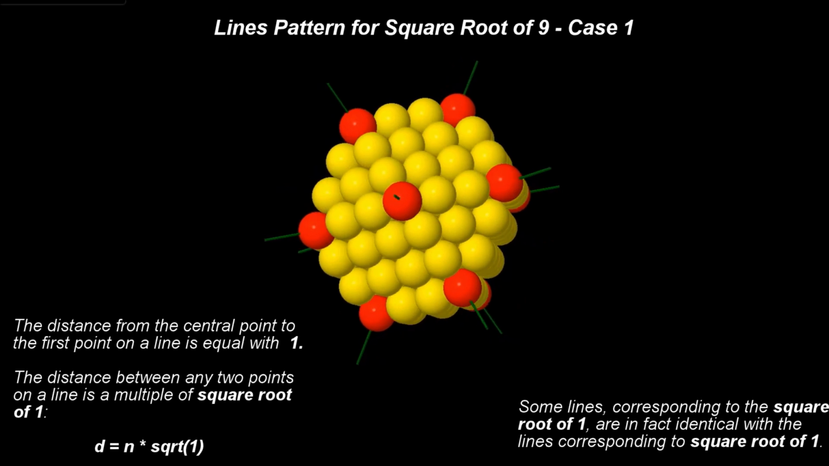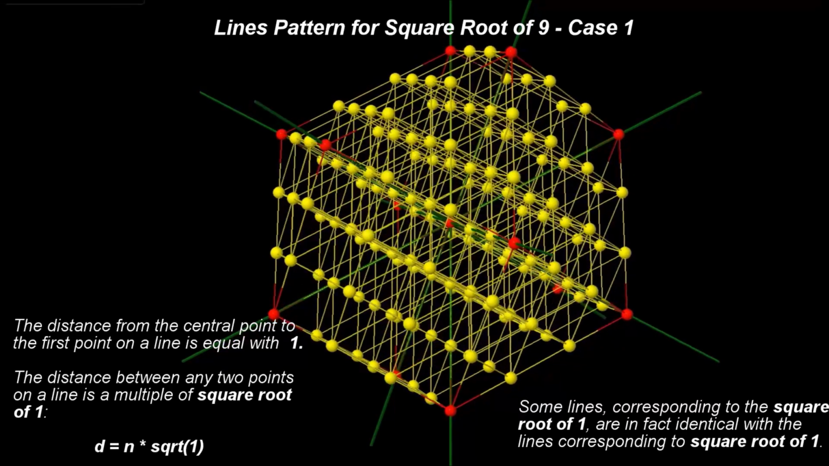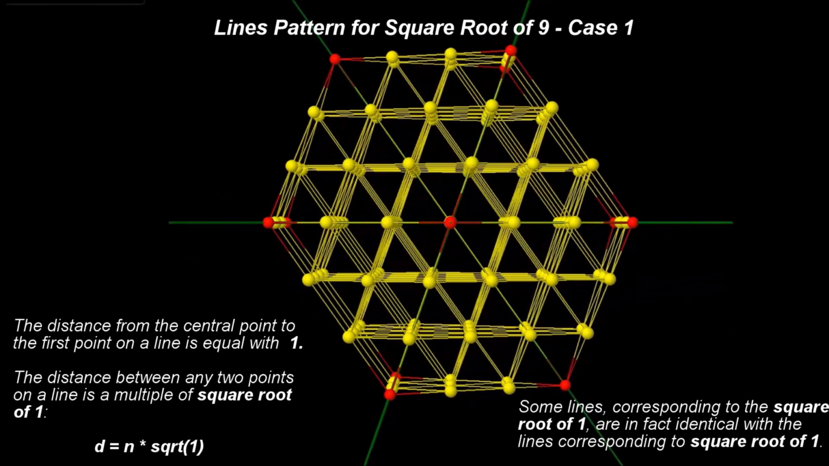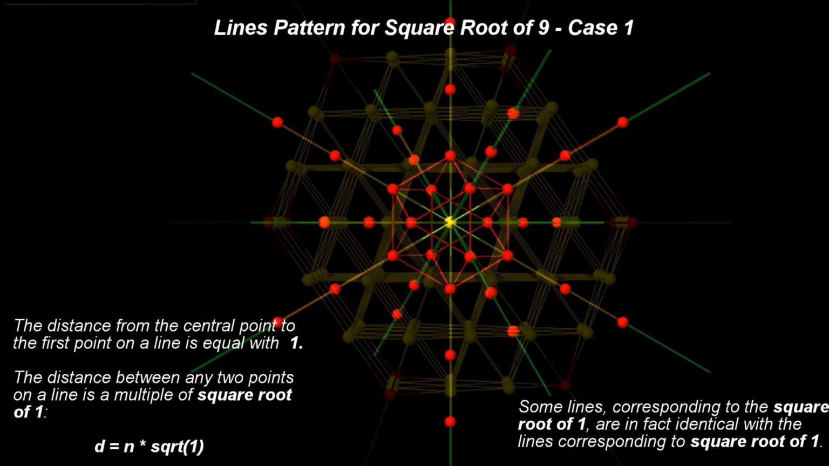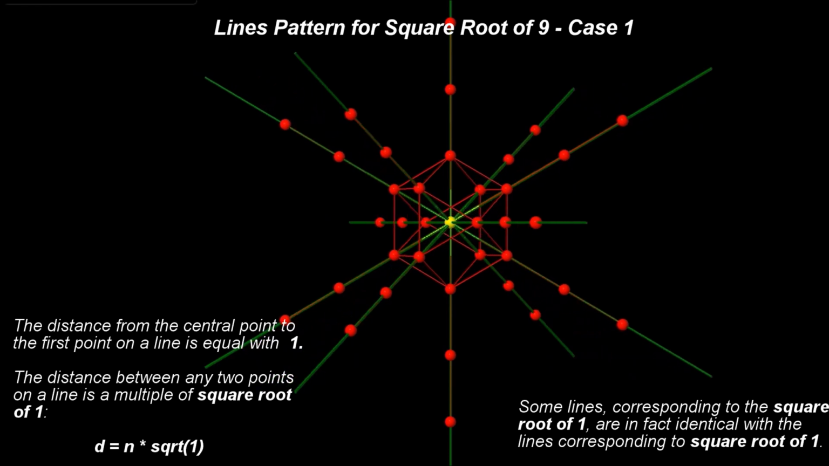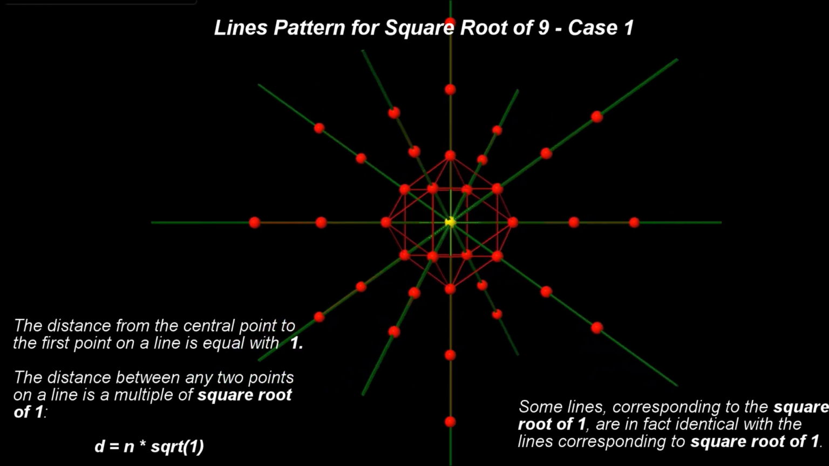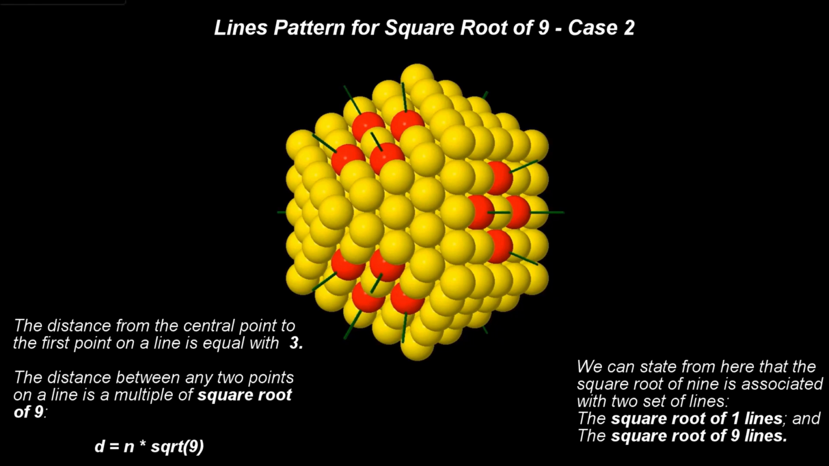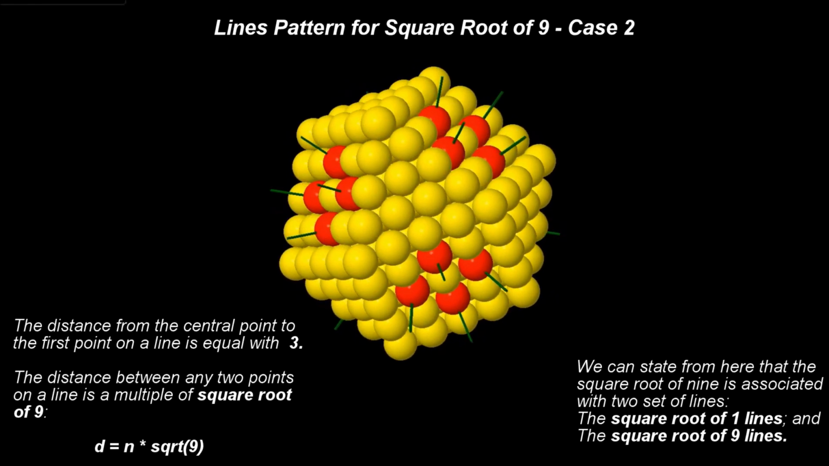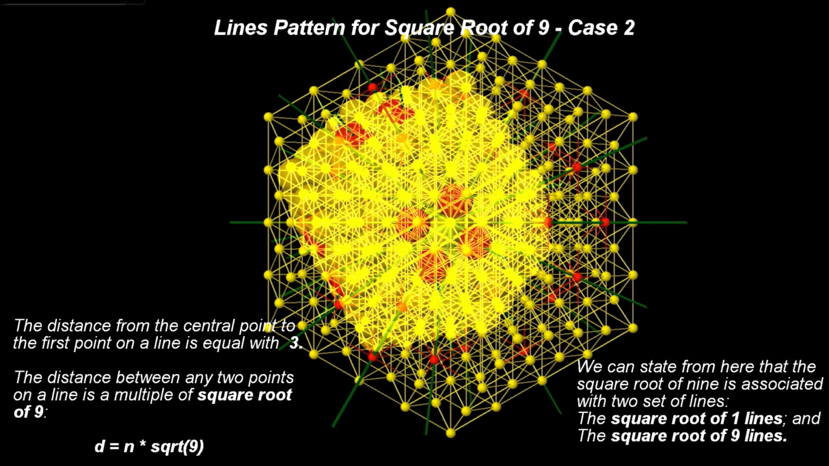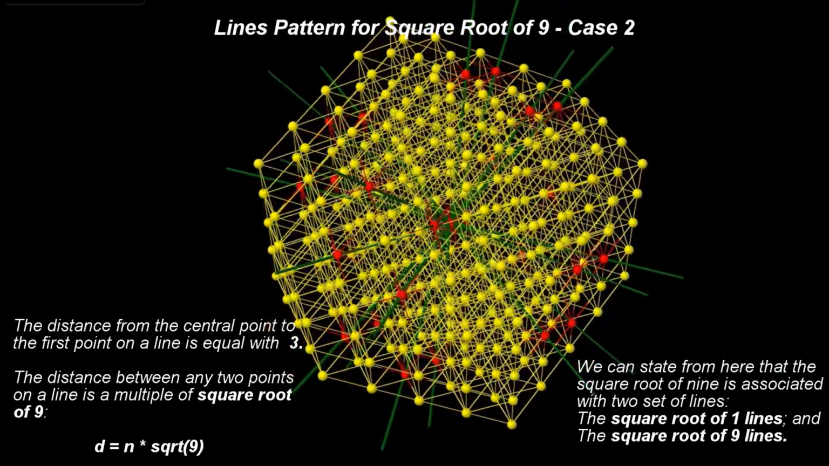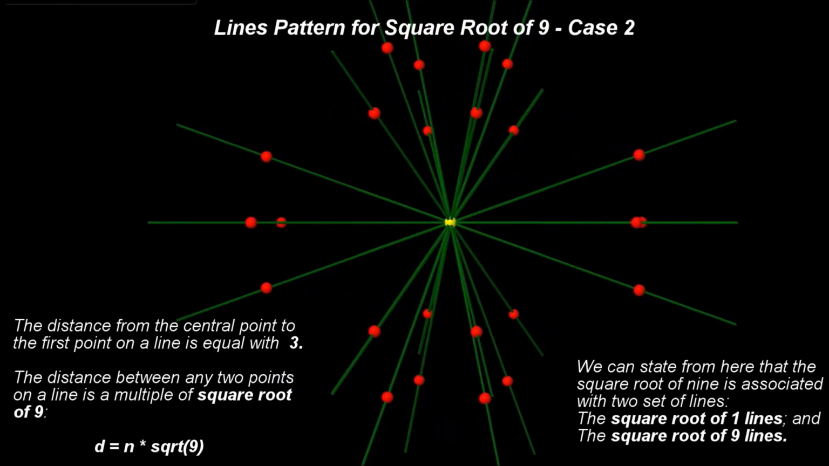Let us look at the distribution of the CPS lines associated with the square root of 9. There are two cases here. In the first case, number 3 can be found on the square root of one CPS line, 3 units away from the origin. In the second case, number 3 is located on the CPS line corresponding to the square root of 9. The unit of measurement on this line is 3.